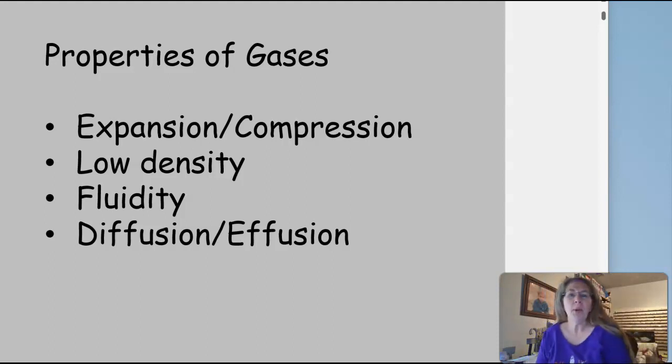So there's 4 properties of gases that we need to talk about. We have expansion and compression, low density, fluidity, and diffusion and effusion.